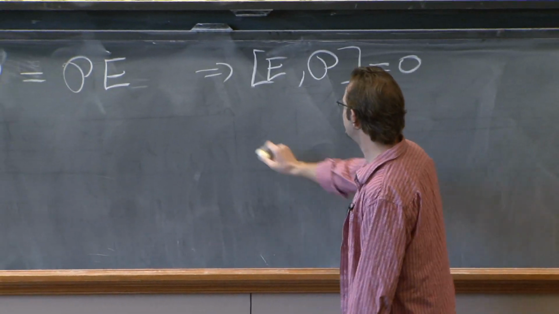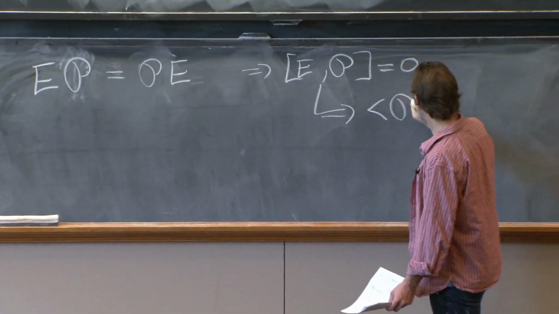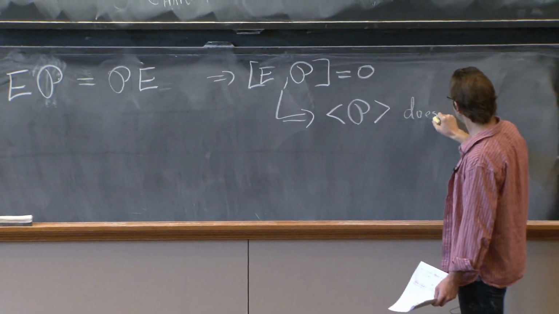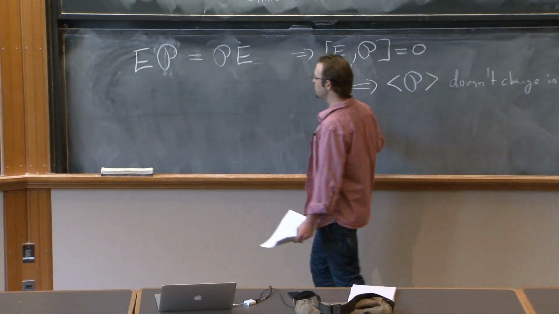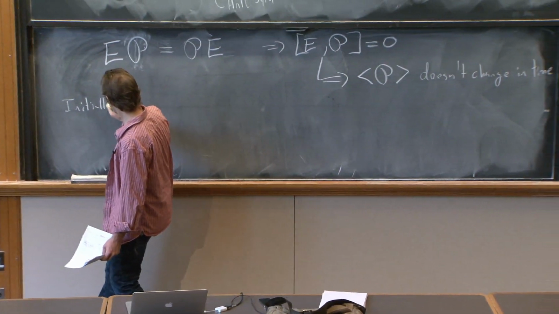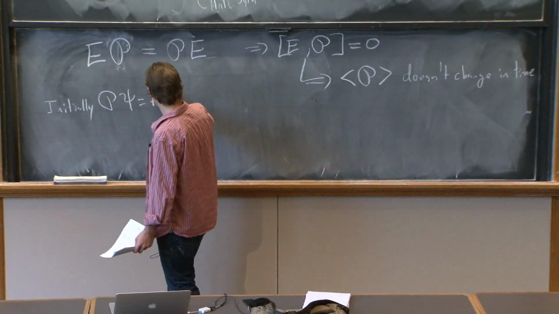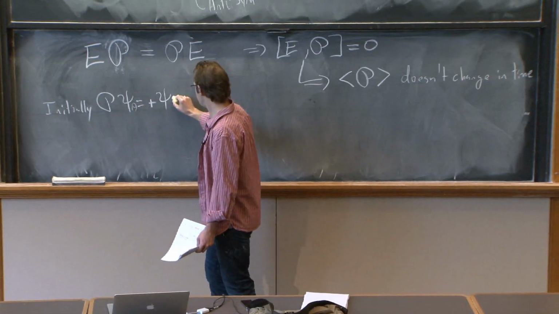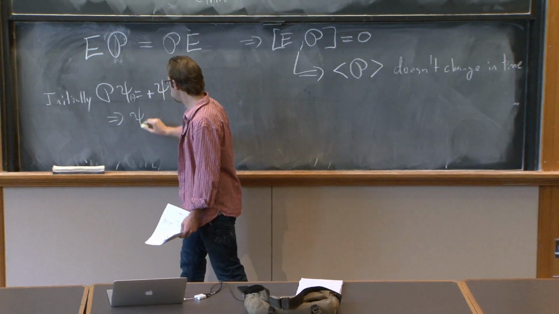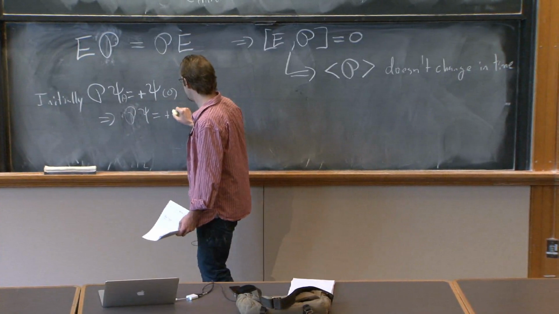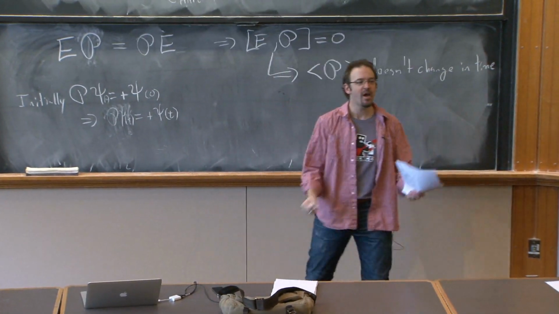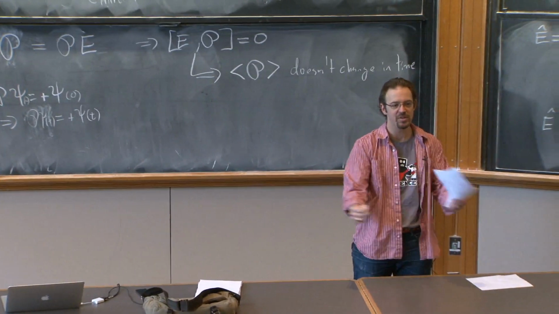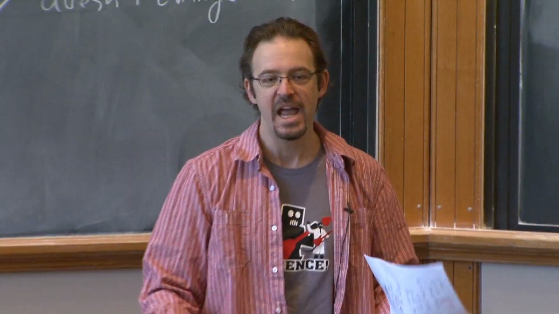But what that tells you is that the expectation value of P doesn't change in time. In particular, if at some initial state, P on psi is equal to plus psi at time 0, then P psi is equal to plus psi for all future times. P psi of t is equal to plus psi of t. So if you have two identical particles and the wave function is invariant under swapping them at some moment in time, then it will always be invariant under swapping them. It's a persistent property of particles that their wave function is invariant under swapping them.